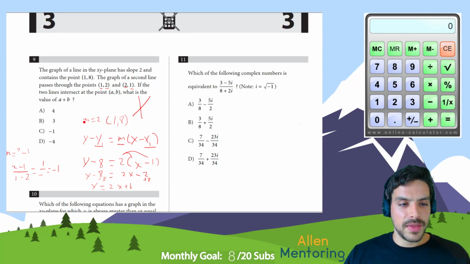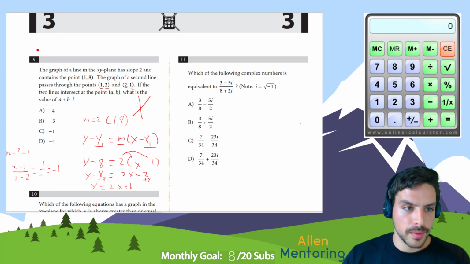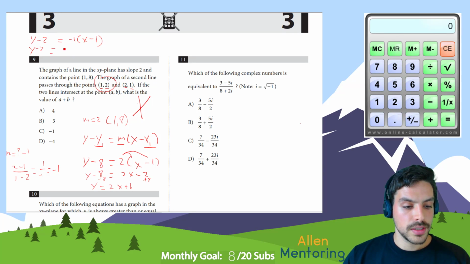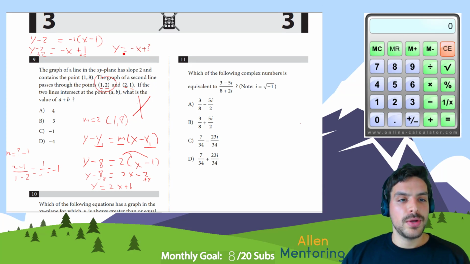So now we can do the same thing. We can do the point slope formula, right? And I'll do it up here. y minus 2, and I could pick either of these points, I'm just picking this one for fun, is equal to negative 1 times x minus 1. And I'm going to solve for y. So this is going to be equal to negative x plus 1. We're going to add 2 to both sides, and we're going to get y is equal to negative x plus 3.